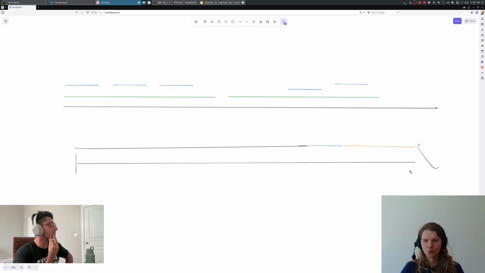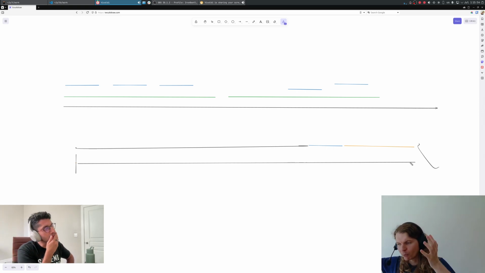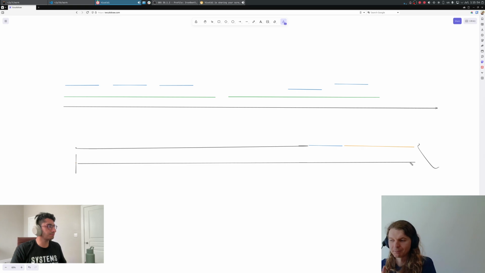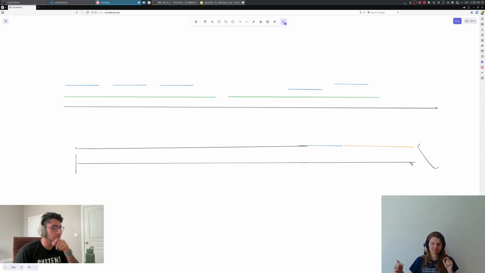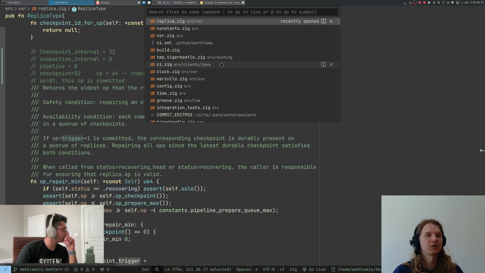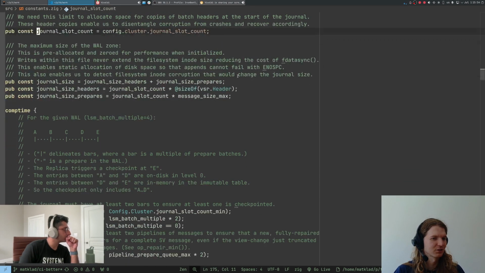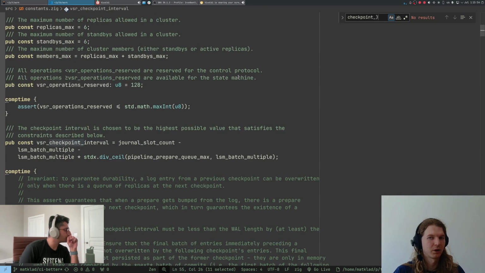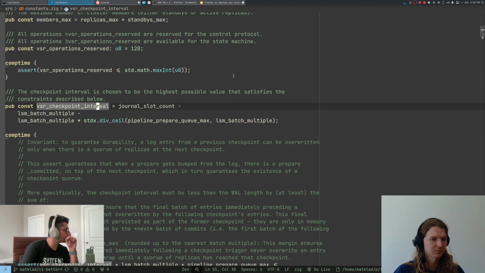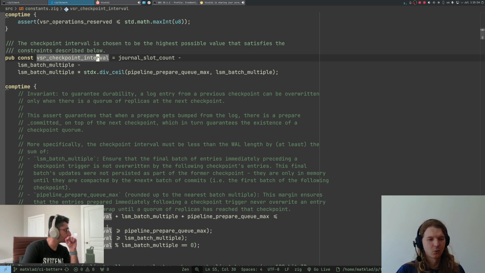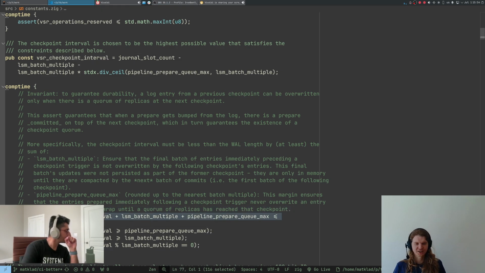If you recall, we said that our journal should include at least a checkpoint interval, a compaction interval, and a pipeline. And we said that we are going to take exactly that amount of slots. You actually can see this in the constants. So when we compute checkpoint interval, okay, yeah, we have an assertion which says what is the allowed condition for checkpoint interval.